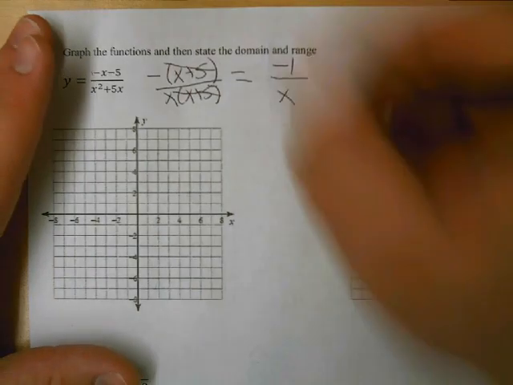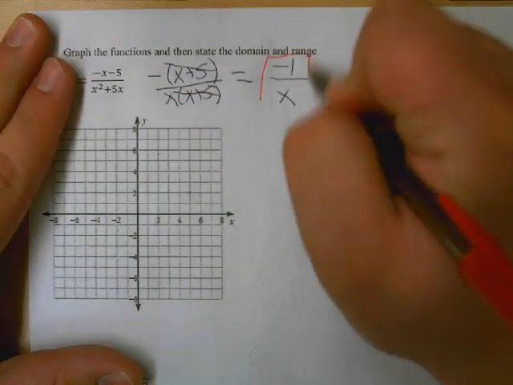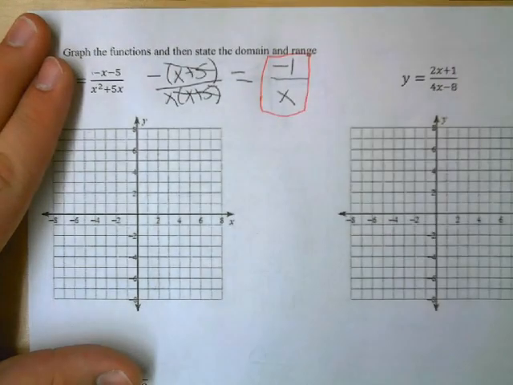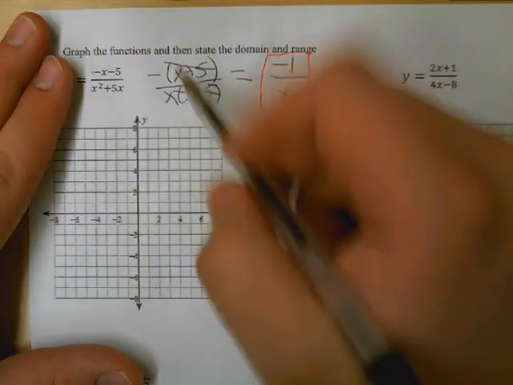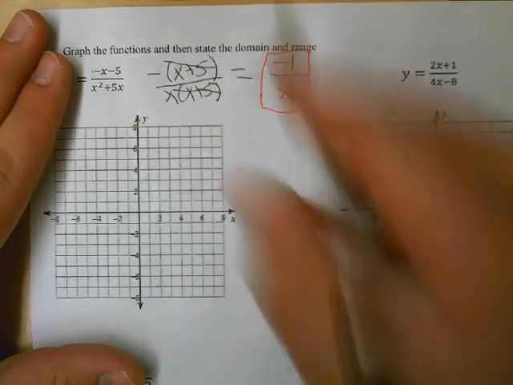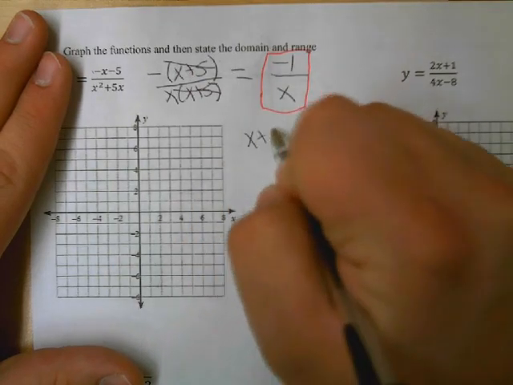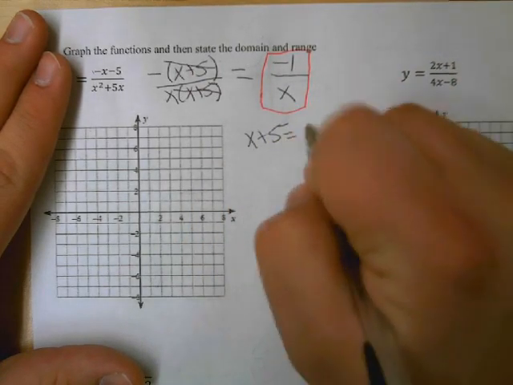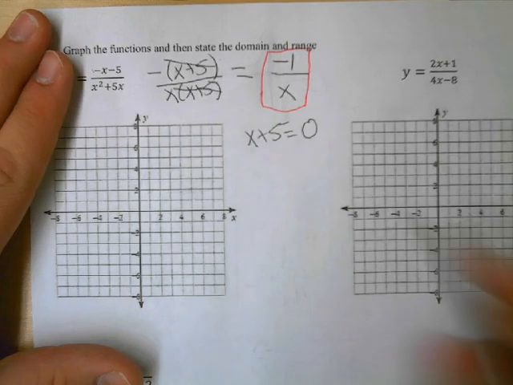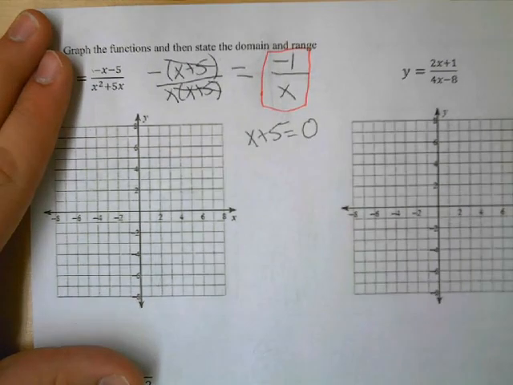So this becomes the function that I need to graph. But we do have to do something with this hole. We take the term that we canceled, x plus 5, and we set it equal to 0. This is going to help us figure out where the hole actually is.